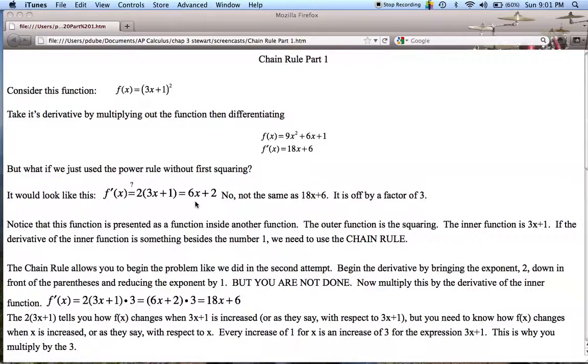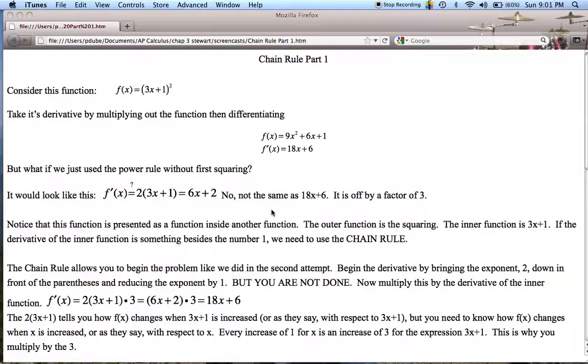So in math, if you try something two different ways and get two different answers, one of them isn't correct. We're pretty confident in the derivative of a polynomial at this point, so we think the 18x plus 6 is the correct derivative, and indeed it is. So what is wrong with the 6x plus 2, and how have we been misled into this? Notice it's off by a factor of 3. If I multiply 6x plus 2 by 3, I get the correct 18x plus 6.